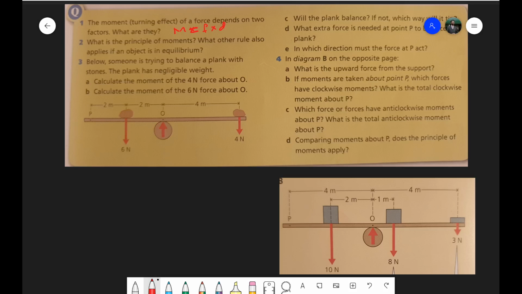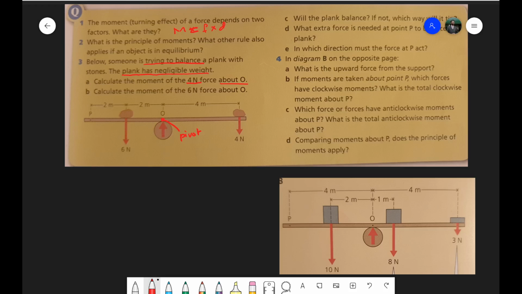Now question number 3 is a problem which says someone is trying to balance a plank with stones. Alright, so here they are trying to balance. The plank has negligible weight. Alright, so we can ignore the plank's own weight. Calculate the moment of 4 Newton about O. So you have to use point O as your pivot. Let's remember that this is our pivot.